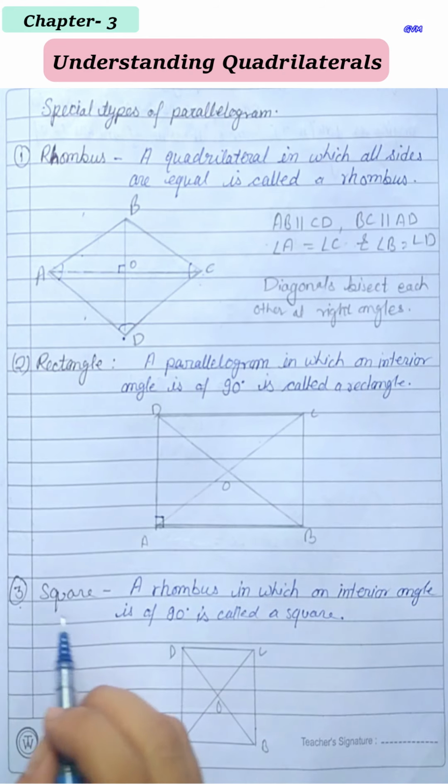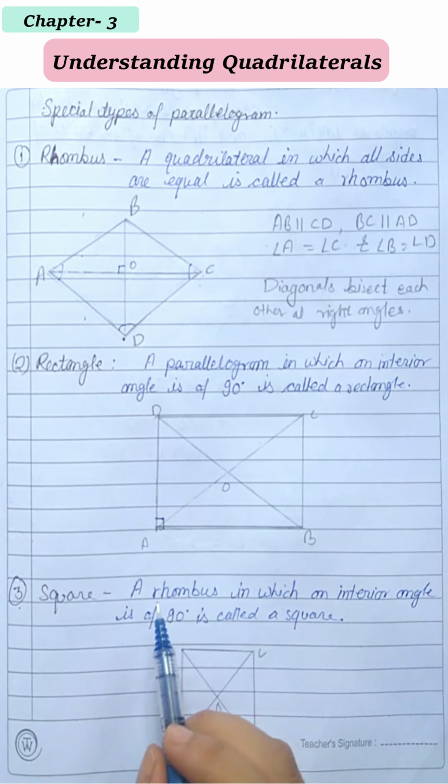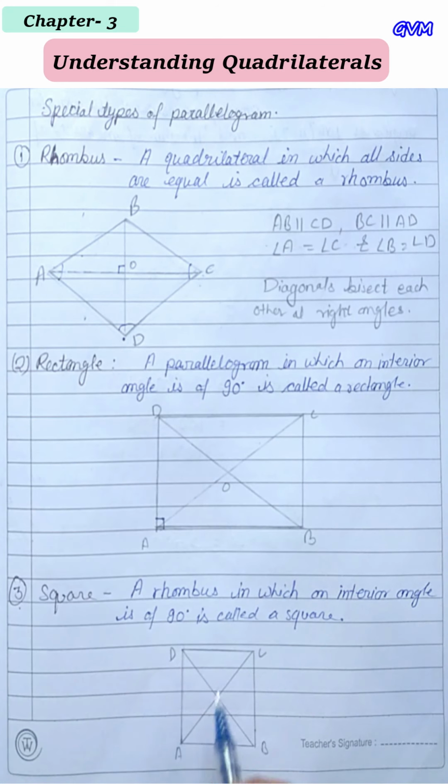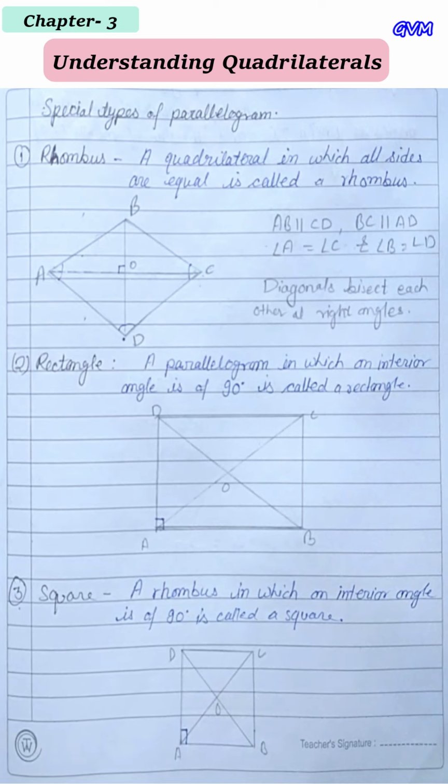Now the third type of parallelogram we have is a square. A rhombus in which an interior angle is 90 degrees is called a square. So it is a rhombus where every side is equal to each other and the opposite sides are parallel to each other, but with the angle only 90 degrees. So every angle in this rhombus is a 90 degree angle. So these are the major types of parallelogram.